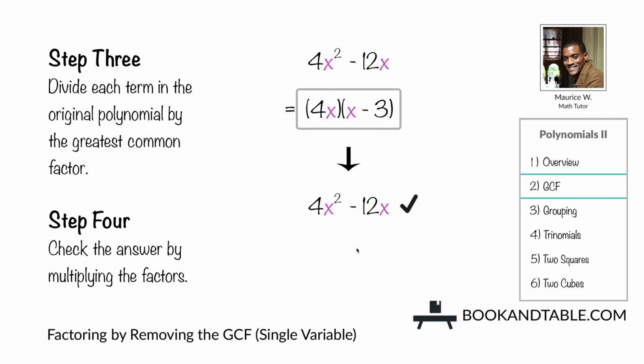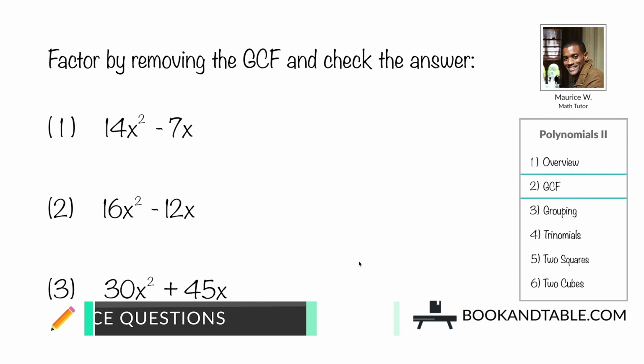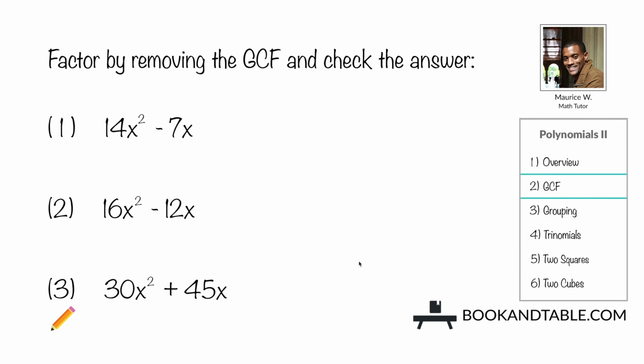So that is how you factor by removing the greatest common factor for polynomials with a single variable. Let's have you complete a few practice questions. Question number 1, factor by removing the greatest common factor and check the answer for 14x squared minus 7x. Question number 2, factor by removing the greatest common factor of 16x squared minus 12x and check the answer. In question number 3, factor by removing the greatest common factor of 30x squared plus 45x and check the answer. Pause the video, answer these questions, and then press play when you are ready to begin.